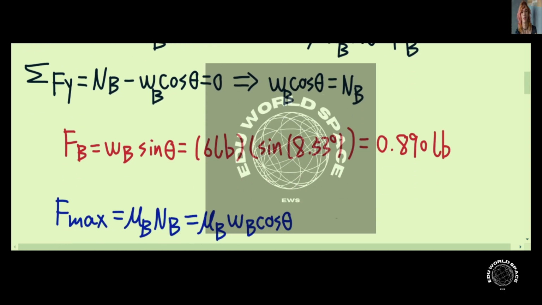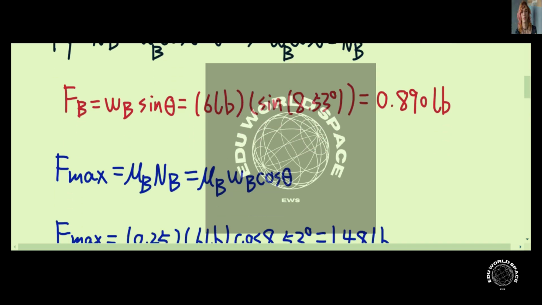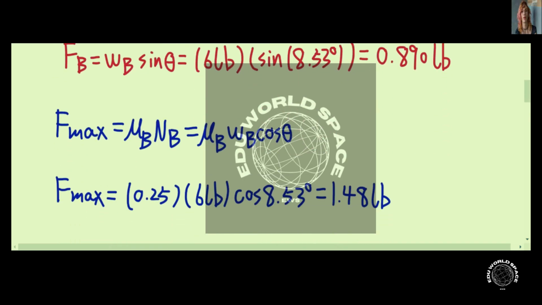So now we know the maximum friction at point B is the static friction at point B, and this is equal to mu B Nb, which is equal to mu B Wb cosine theta, since Nb is equal to Wb cosine theta. And if we plug in the values, eventually you have the maximum friction at point B, or in other words, at block B, is equal to 1.48 pounds.